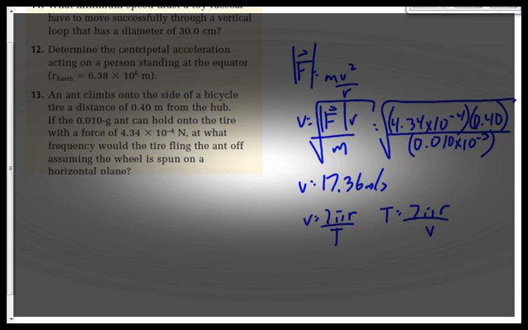Solve for the period using the numbers you have, and then solve for the frequency using 1 over the period. The math should be pretty easy there once we get to this point. Okay? Are those all okay?